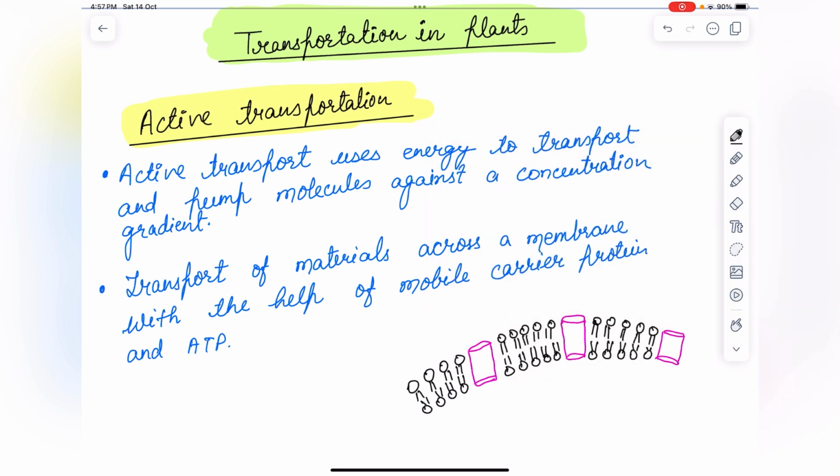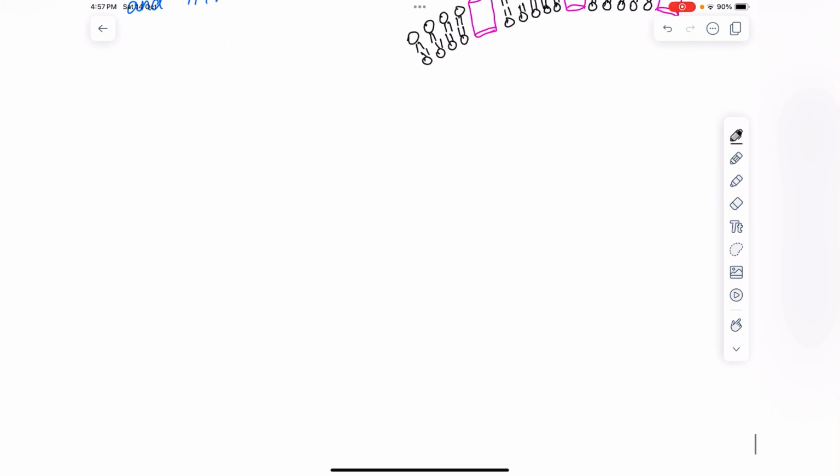What I have discussed in diffusion: there is a transportation of molecules from higher concentration to the lower concentration. It is passive in nature. This diffusion is passive, and no energy is required for this transportation.